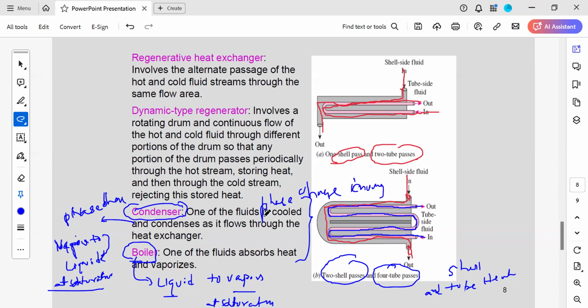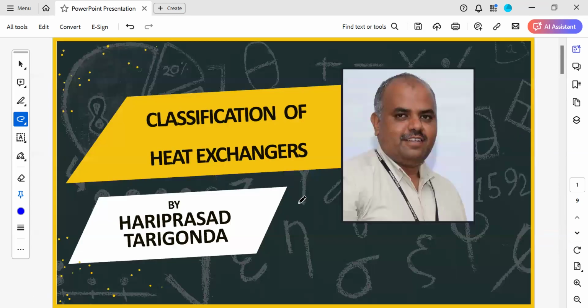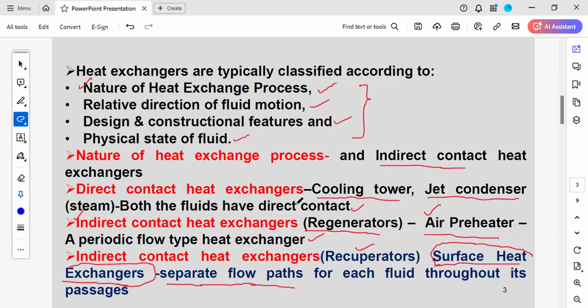So like this, all the heat exchangers will be classified. One is based on contact: direct contact and indirect contact. Next one is based on the relative direction of motion. Second one is parallel flow heat exchanger, counter flow heat exchanger, and next one is cross flow heat exchanger. So like this, based on the direction of motion, we can classify the heat exchanger.